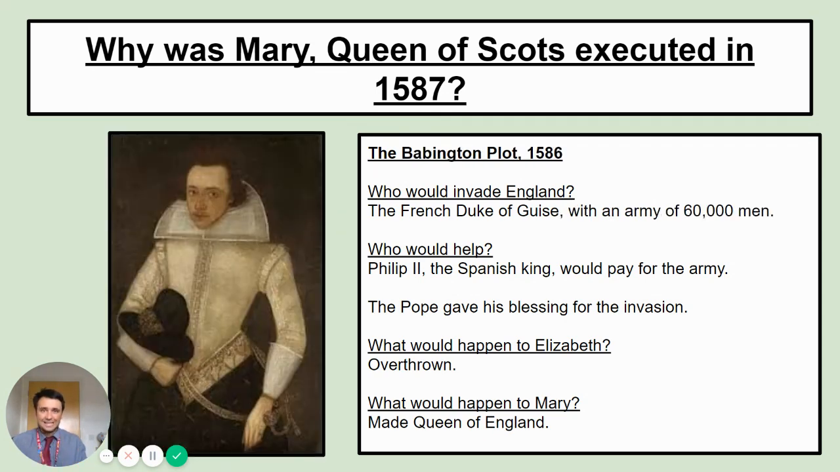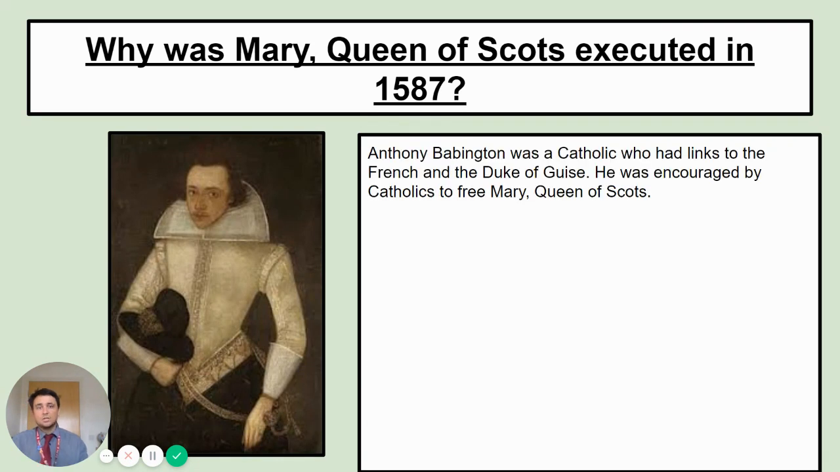Look at that. Hardly any difference at all. Anthony Babington was an English Catholic. And in 1586, he felt it was his duty to protect Mary, Queen of Scots, to release her. And so he started to organise a plot that included, again, the French Duke of Guise with 60,000 men. Again, Philip II would help fund this plot. He would pay for the army, he'd pay for the troops. The Pope would give it his blessing, and Elizabeth would be overthrown, and Mary would be the Catholic Queen of England. Same as before.